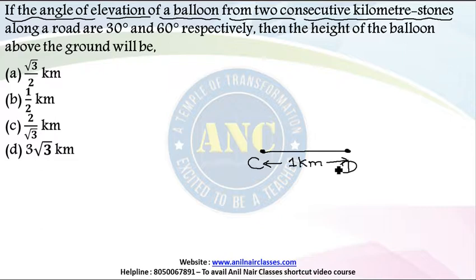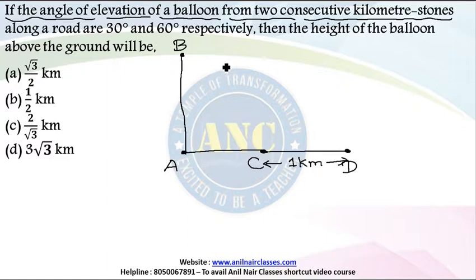The angle of elevation of a balloon from 2 consecutive kilometer stones along a road. This is the road. I will name this point as A. This entire thing is the road ACD. ACD is a road, and the angles are 30 degrees and 60 degrees respectively. First of all, there is some balloon which is flying here. Balloon starts with B, so I will represent it as B in this question. This vertical line I will draw.